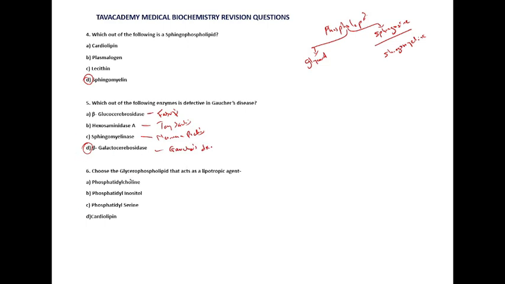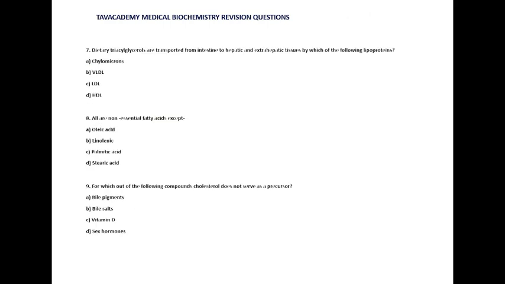Question 6. Choose the glycerophospholipid that acts as a lipotropic agent. The answer to this is phosphatidylcholine acts as a lipotropic agent. Question 7. Dietary triglycerides are transported from the intestine to hepatic and extrahepatic tissues by which of the following lipoproteins? Since it's dietary triglycerides, the answer to this is going to be chylomicron.